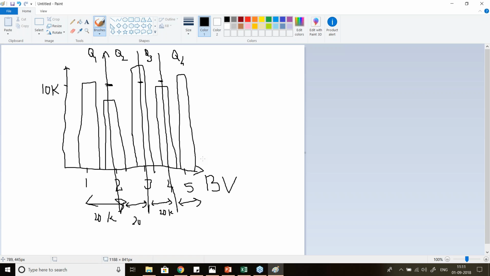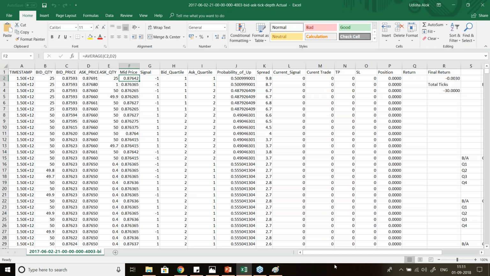The reason why we do this is we want to study the behavior of the algorithm in these four different quartiles. So first we have to build this data. Okay, we will try to do that now.